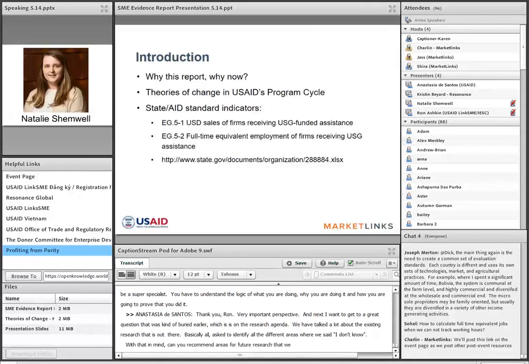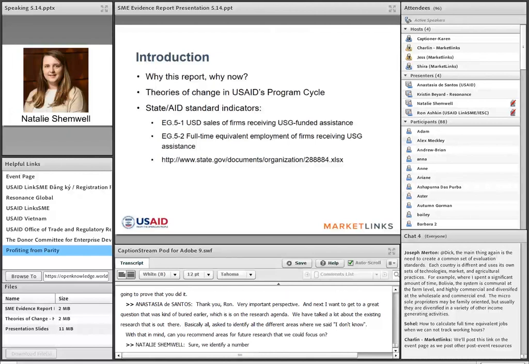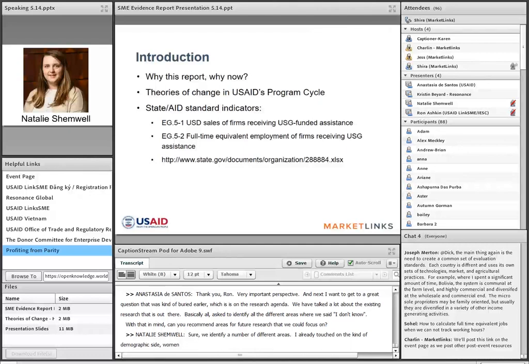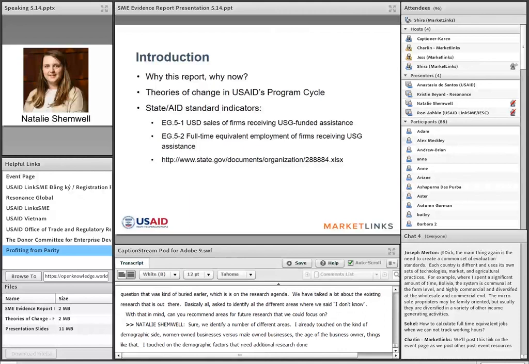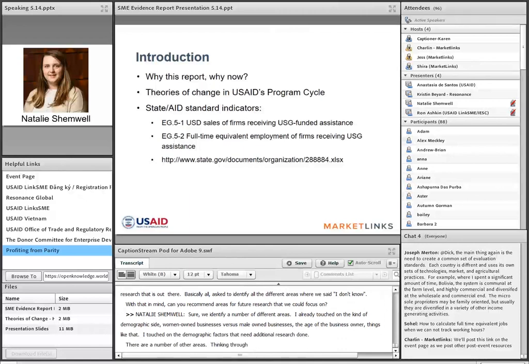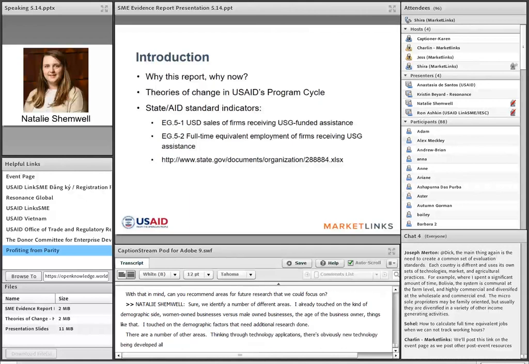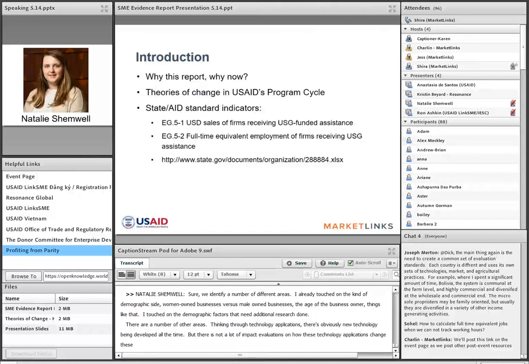Sure. Yeah, I think we identified a number of different areas. I already touched on the demographic side, you know, women-owned businesses versus male-owned businesses, the age of the business owner and things like that. So I've touched on those demographic factors that need additional research, but there are a number of other areas. Thinking through technology applications, there's new technology being developed all the time, but there's not a lot of impact evaluations on how these technology applications change these interventions and make differences in the impact on growth. So that's definitely a new area that would be interesting to research.